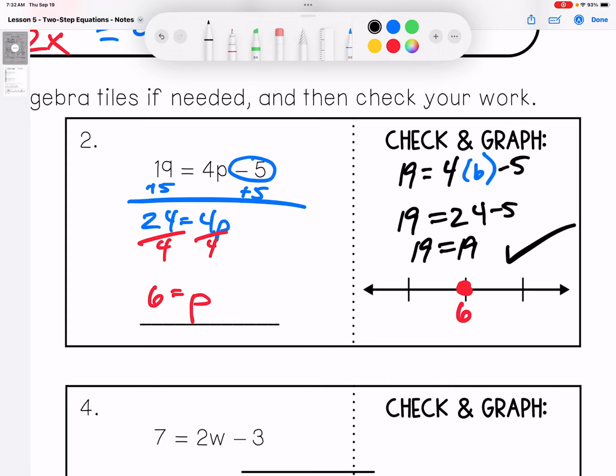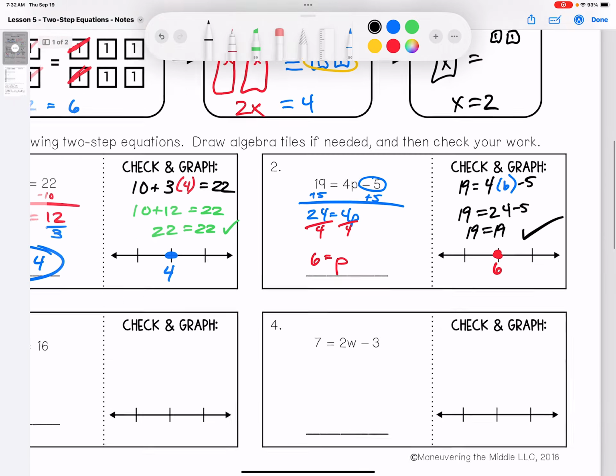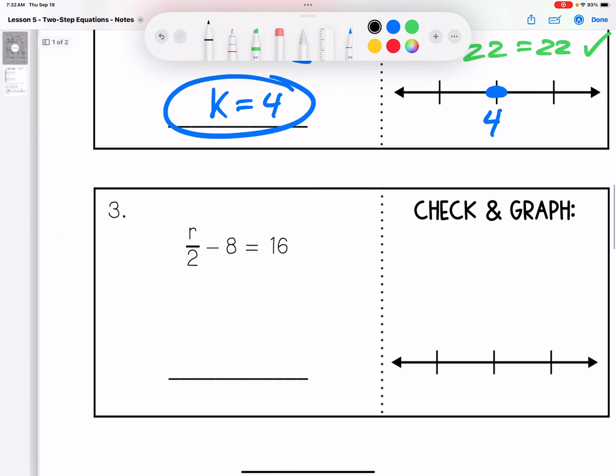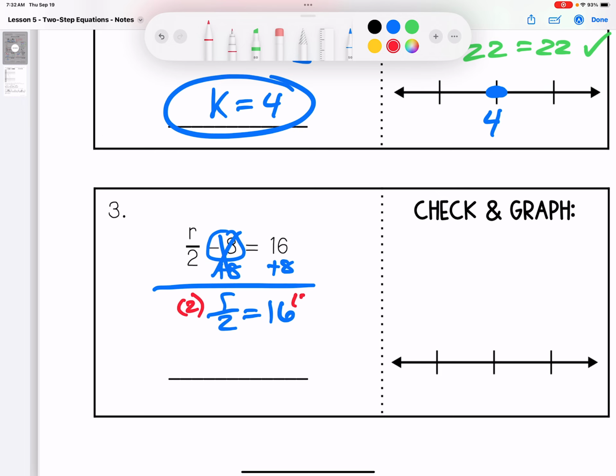Check. All right. Don't let that division throw you off. It's still do the addition and subtraction first. So what's the opposite? You're left with r over 2 equals 16. Now what? Multiply by 2. You're left with r equals 32.